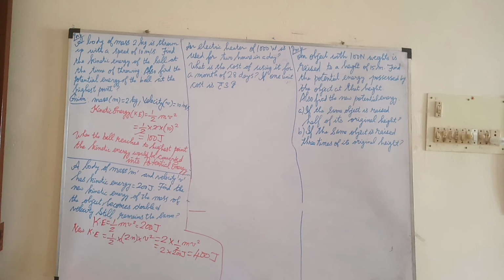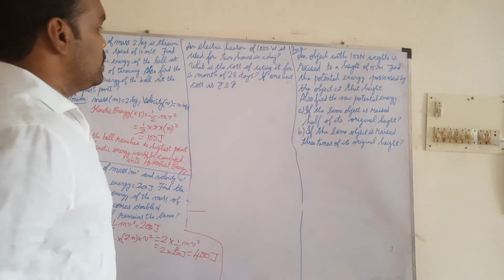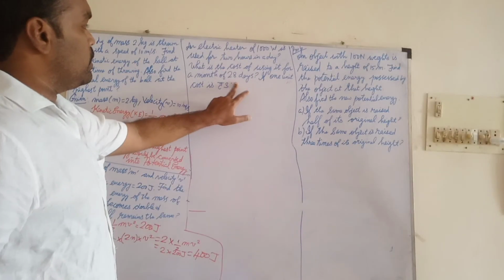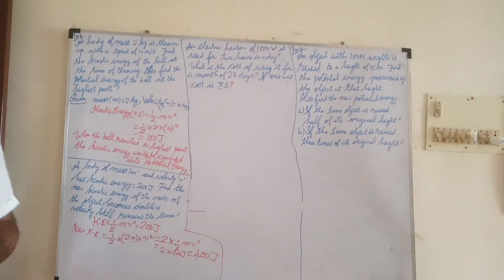An electric heater of 1000 watt is used for 2 hours in a day. What is the cost of using it for a month of 28 days, if 1 unit cost is rupees 3?